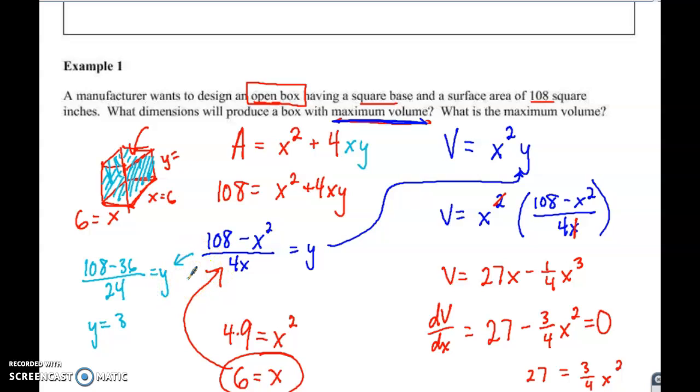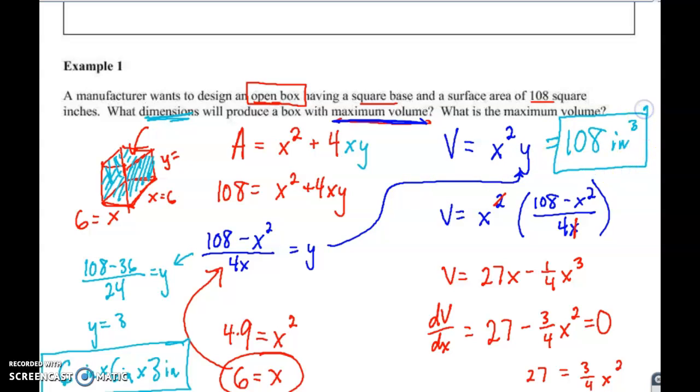I hope all of this is making sense. So then we can go back to the volume. We wanted the dimensions. So the dimensions are 6 inch by 6 inch, that's the square base, times 3 inch, the height. And then to find the volume, we multiply it. So 6 times 6 times 3 is, that happened to be the same thing, 108 cubic inches.